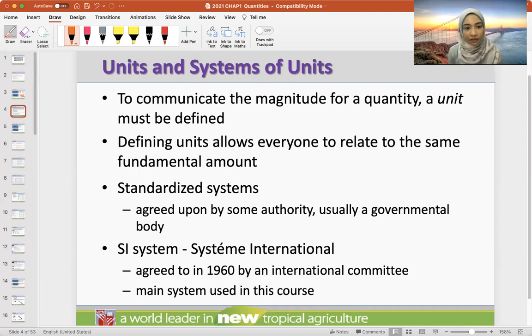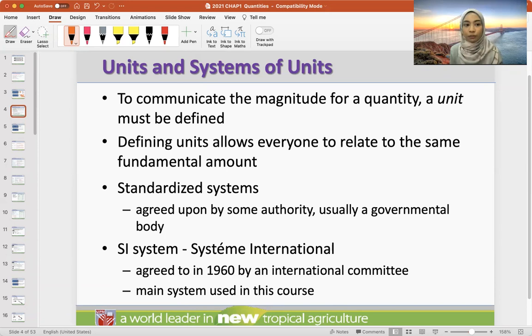Moving on. So units and system of units. To communicate the magnitude of a quantity, a unit must be defined. For example, I'm saying that, hey, my arm is 10. And then Vikram says, 10 what? I'm just saying 10 is 10. You should know what 10 is. But Vikram said, no, I don't know what 10 is.